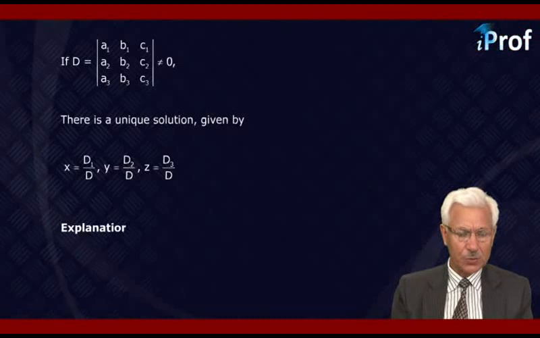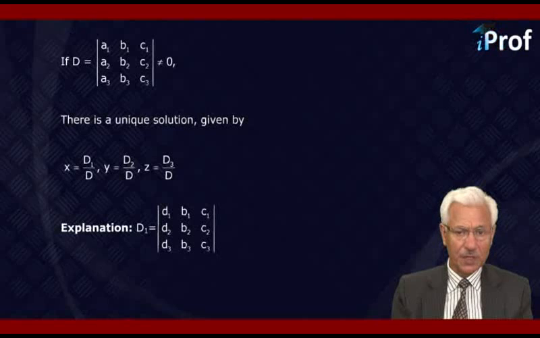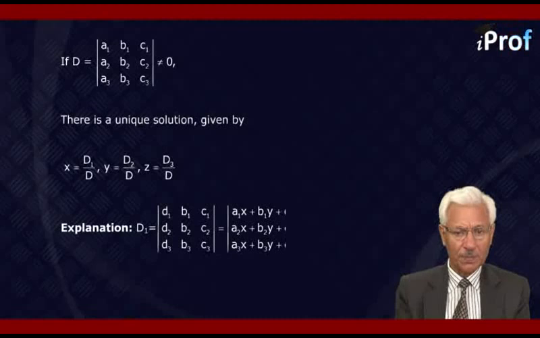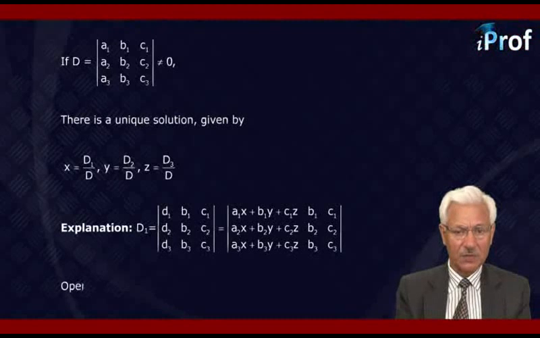D1, D2, D3 in the first column, B1, B2, B3 in the second column, C1, C2, C3 in the third column. Substituting the values of D1, D2, D3, we get the first column as A1x plus B1y plus C1z, A2x plus B2y plus C2z, A3x plus B3y plus C3z, with B1, B2, B3 as the second column and C1, C2, C3 as the third column.